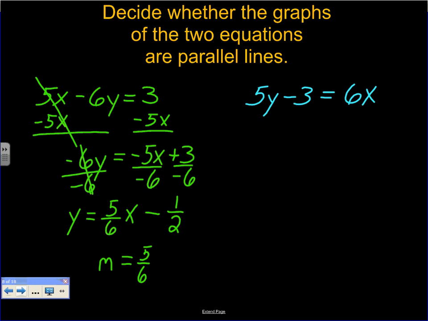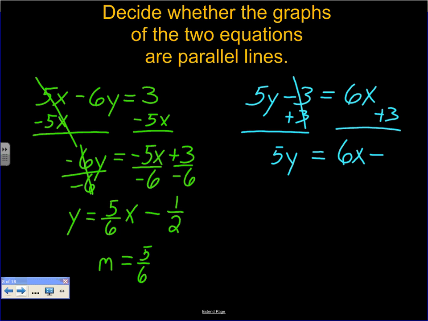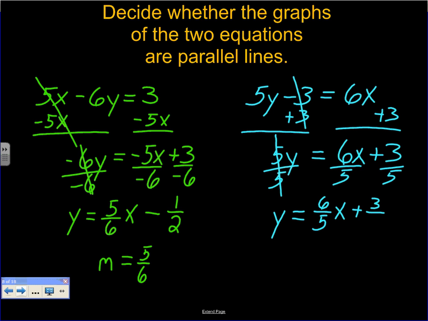So let's look here at the blue equation now. Let's see if we can figure out how to get y by itself. First off, we're going to add 3 to both sides. Those cancel off. On the left side, we're left with 5y is equal to 6x plus 3. To get y by itself, you divide by 5, divide everything by 5. 5's cancel, so y is equal to 6 over 5x plus 3 over 5.